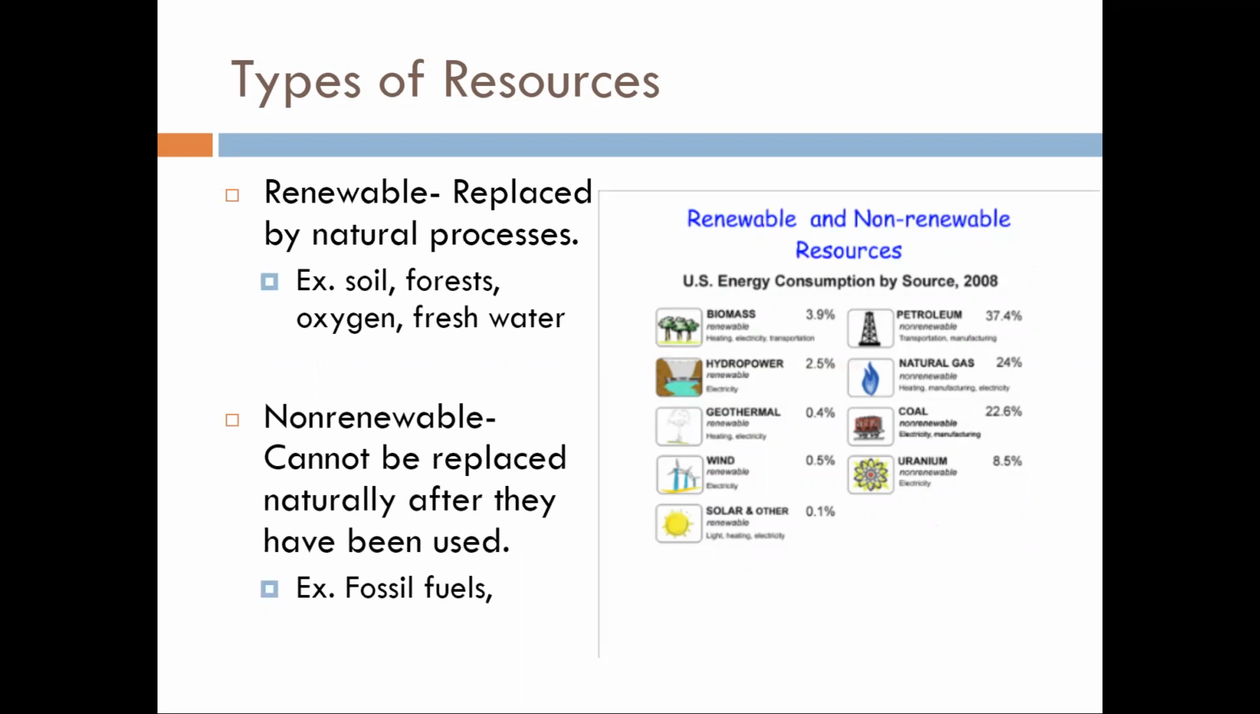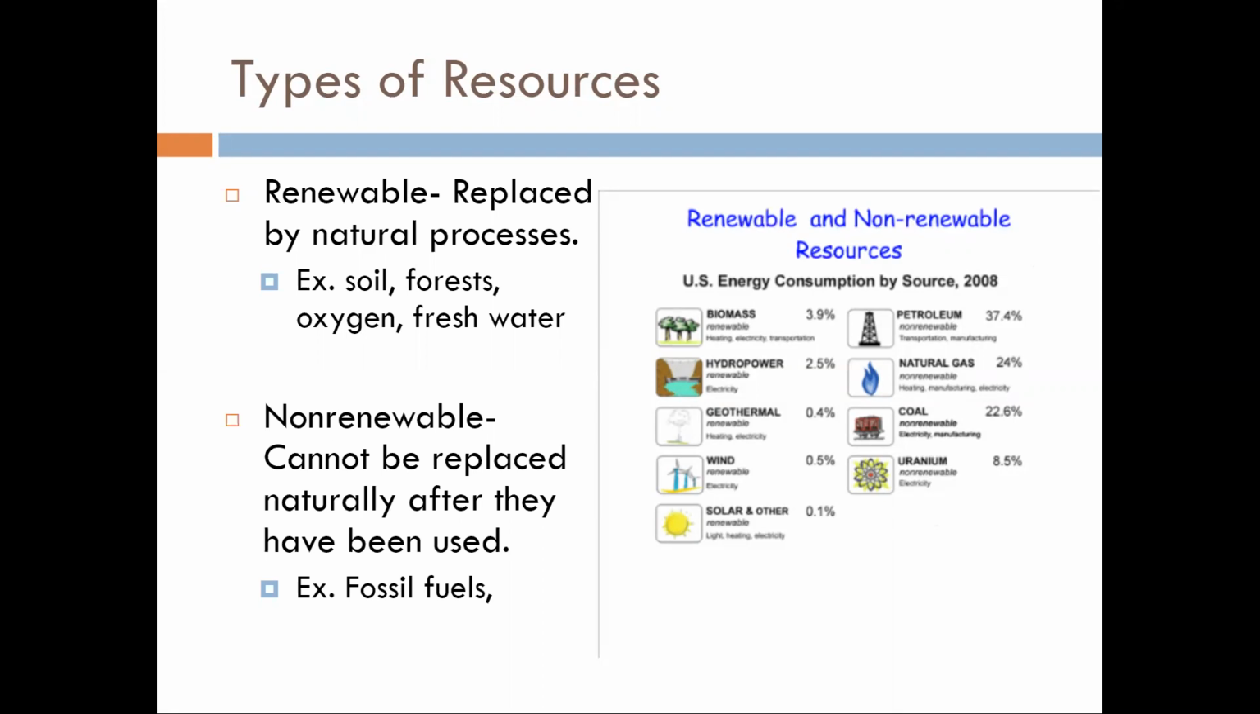So first we have renewable. These resources can be replaced by natural processes. Some examples of renewable resources would be soil, forests, oxygen, fresh water. These are our renewable resources. Second, we have non-renewable, which means these resources cannot be replaced naturally after they've been used. So this would be fossil fuels.